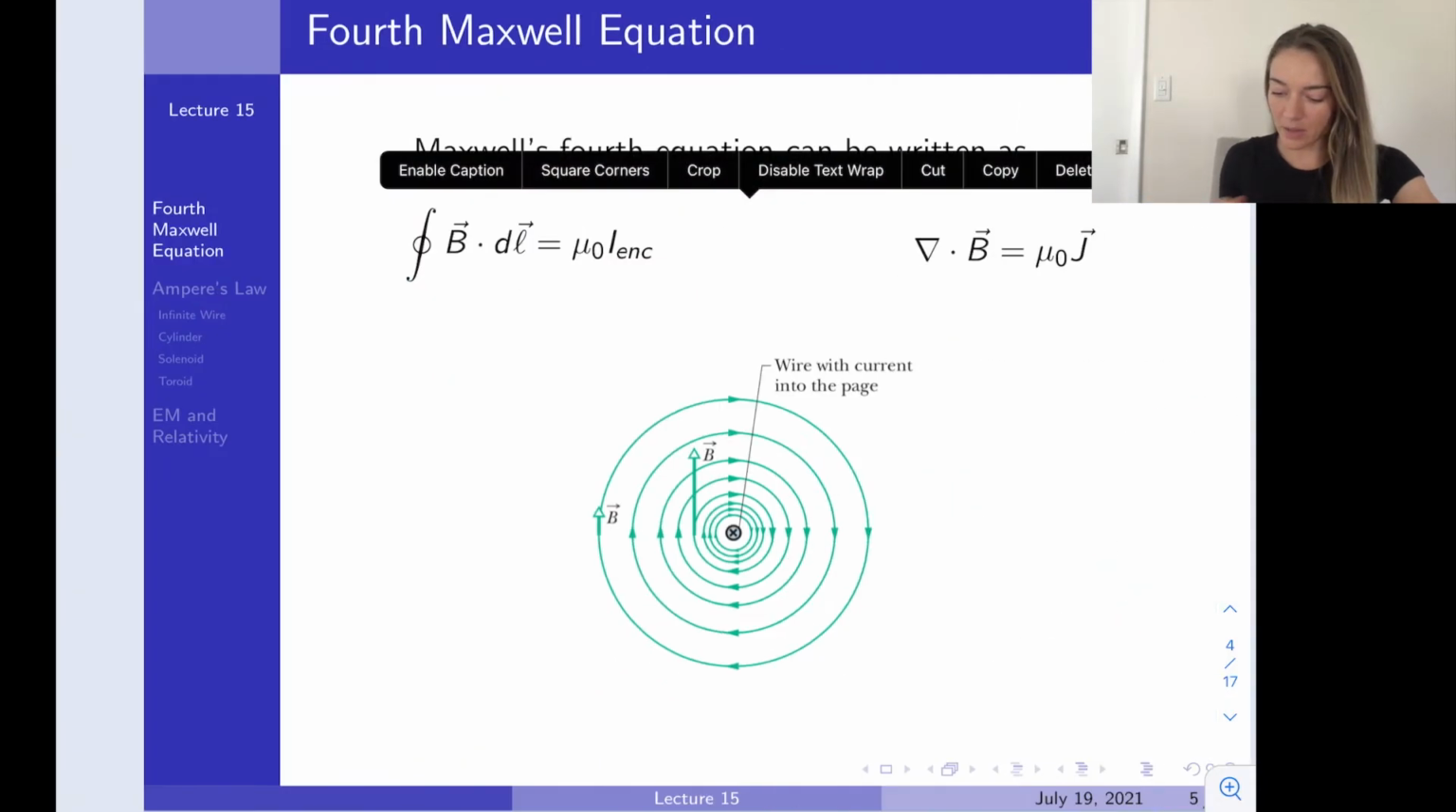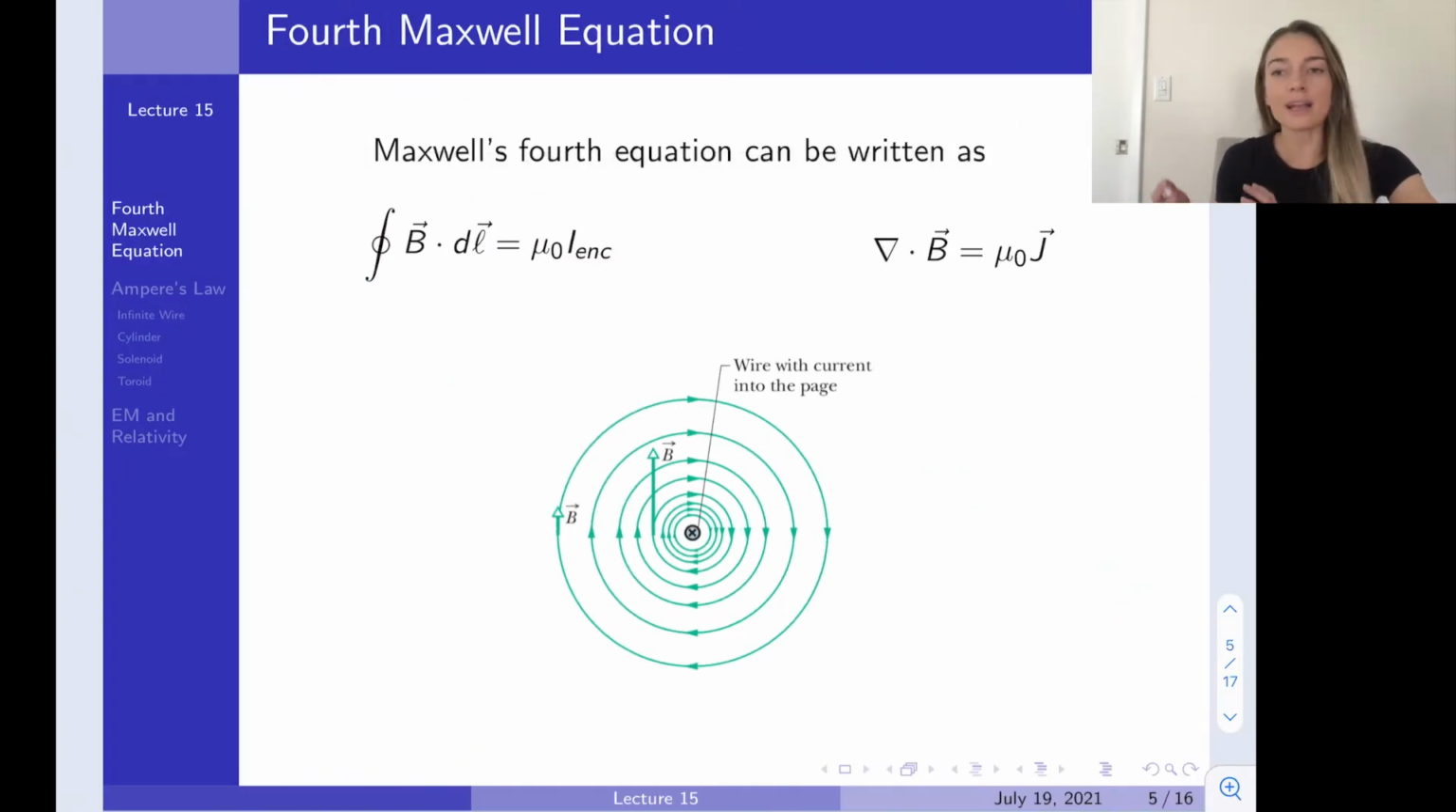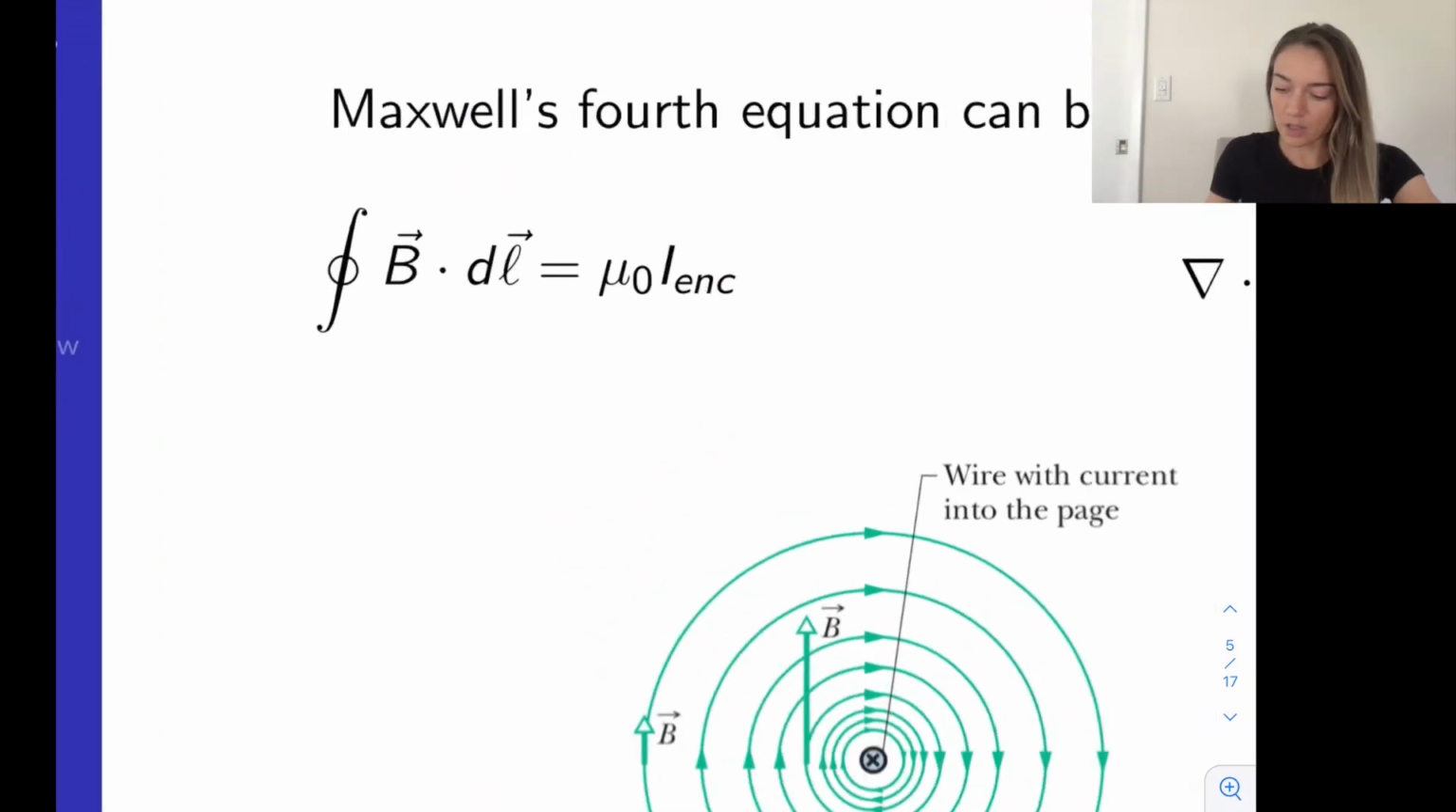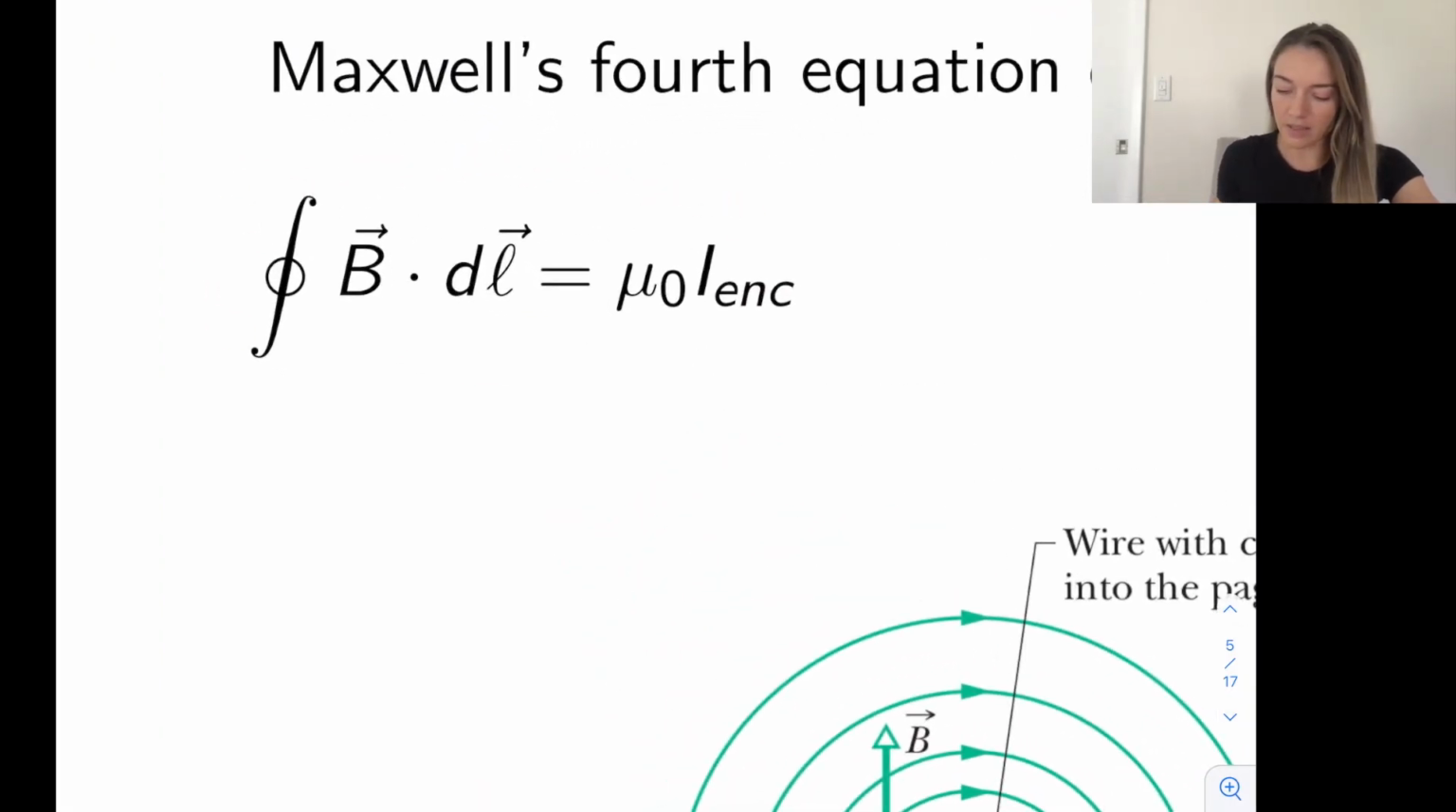So our final Maxwell's equation, we can write, as always, in either integral form or differential form. So our final Maxwell's equation can be written like this in integral form. So the integral form here tells us that the line integral of the magnetic field around any closed path is going to be equal to mu naught times the enclosed current that path encloses. Now, obviously, we're going to be using this a lot today, so we'll see how this works.